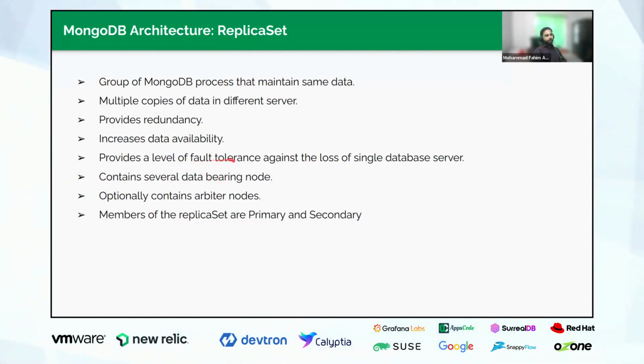So it provides you with a level of fault tolerance, and it contains several data bearing nodes, and it can contain non-data bearing nodes like arbiter too. The main members of the replica set are primary and secondary members, and it has some optional members like hidden nodes, arbiter nodes, etc.